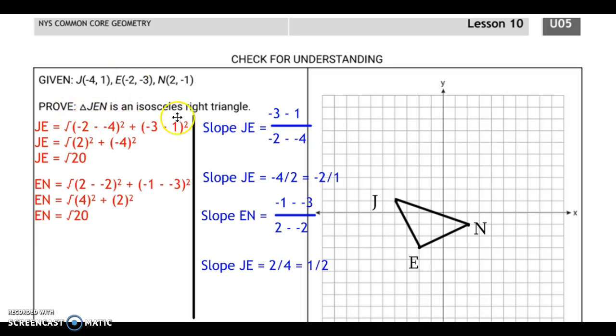We also need to prove that JEN is a right triangle, and we do that by proving that the two sides that meet each other at a right angle have negative reciprocal slopes. Here's -2/1, here's +1/2, so that means they're negative reciprocal slopes. You finish up this proof by writing out a couple of different sentences, and I'll show them now.